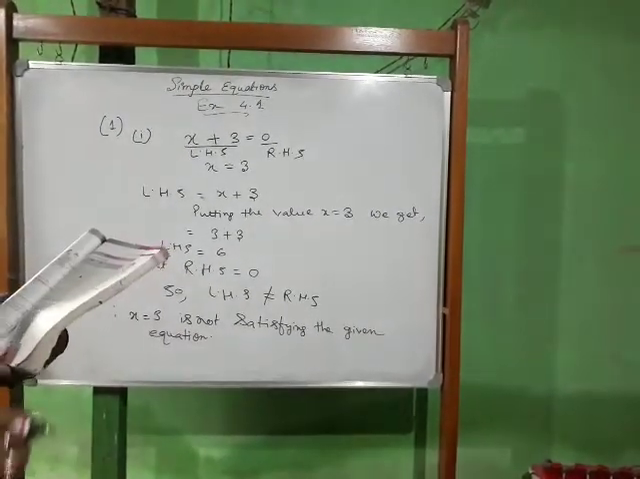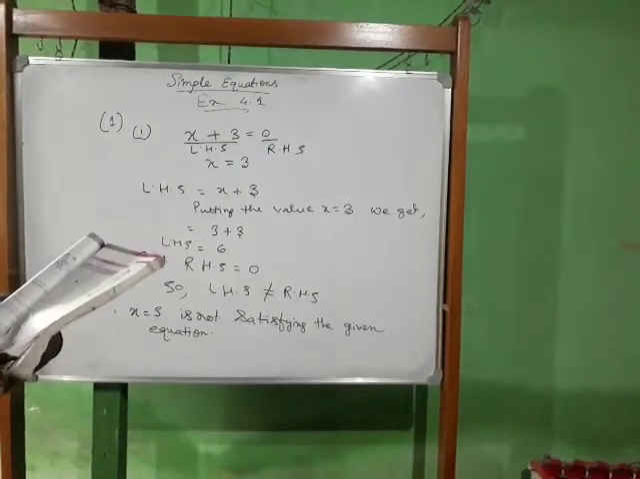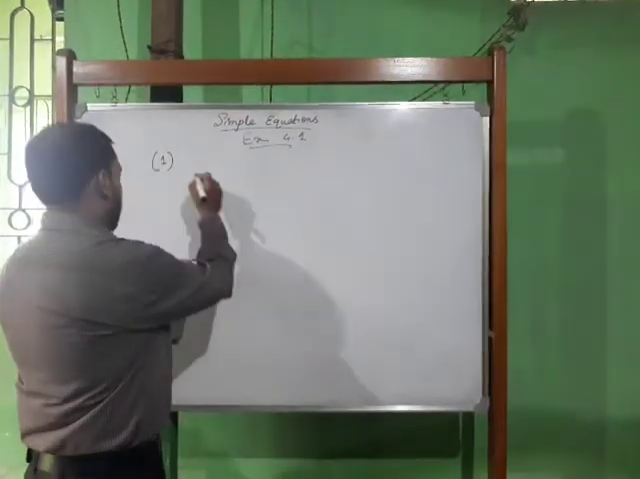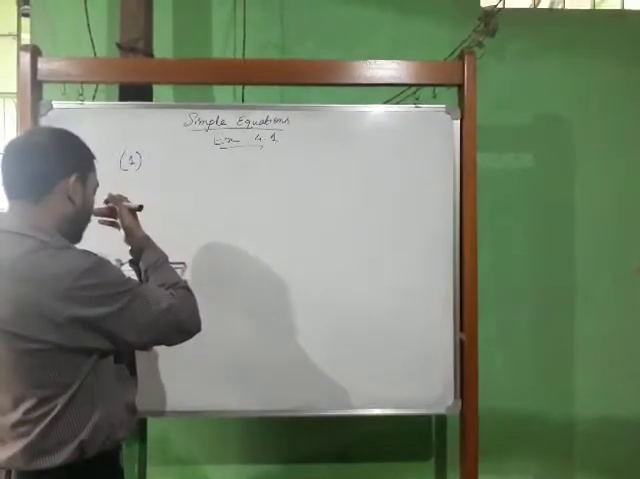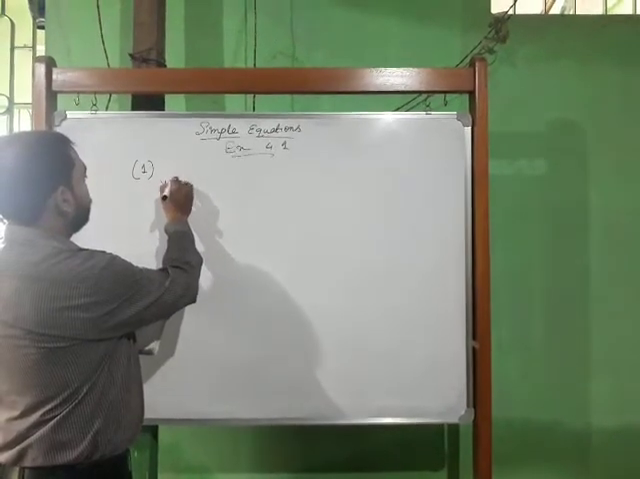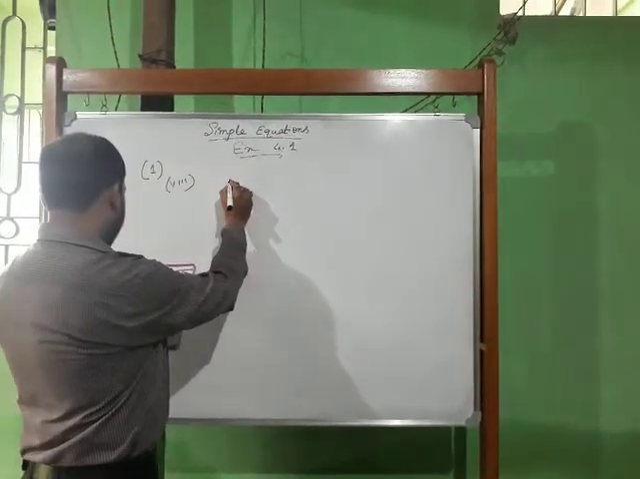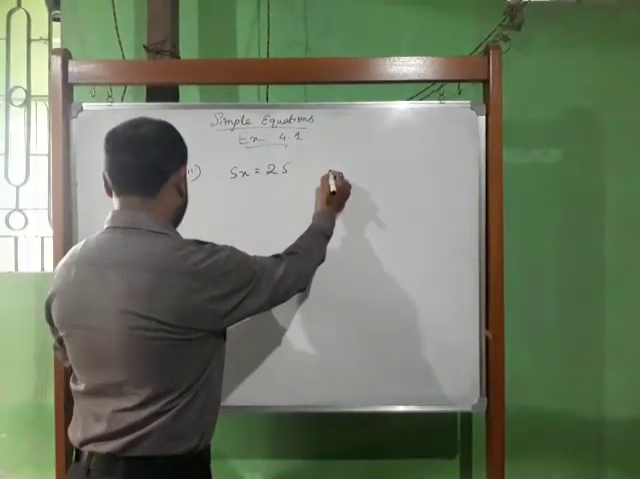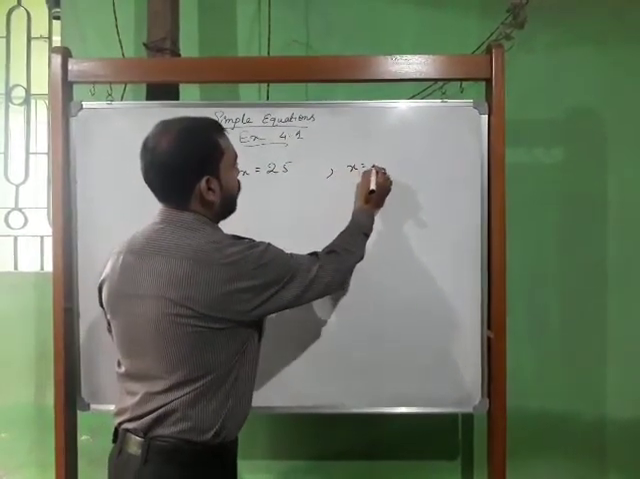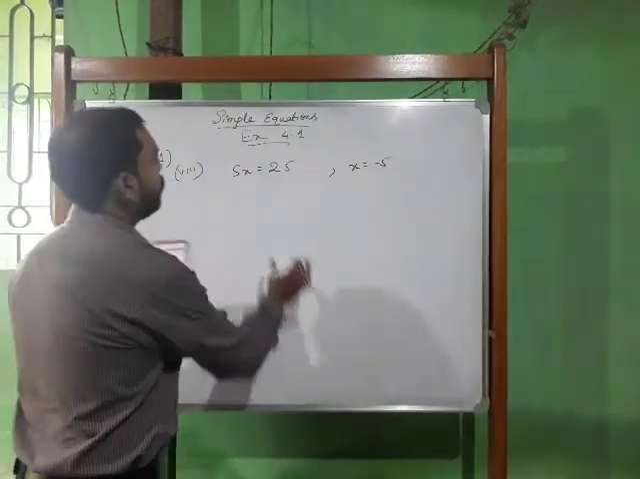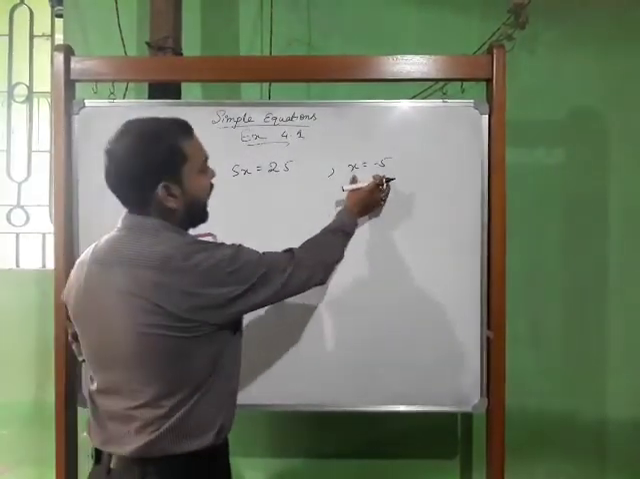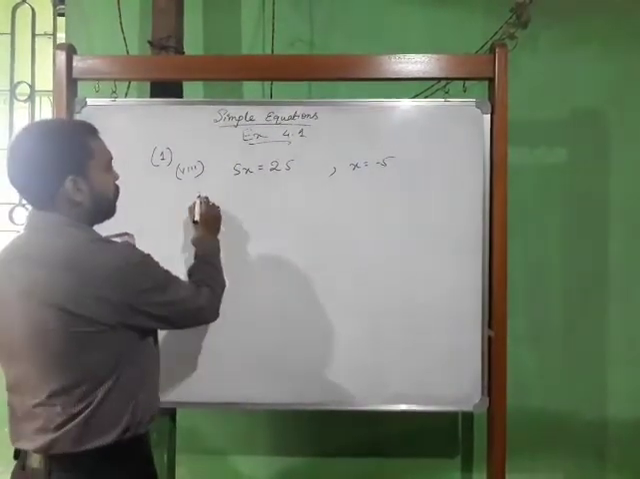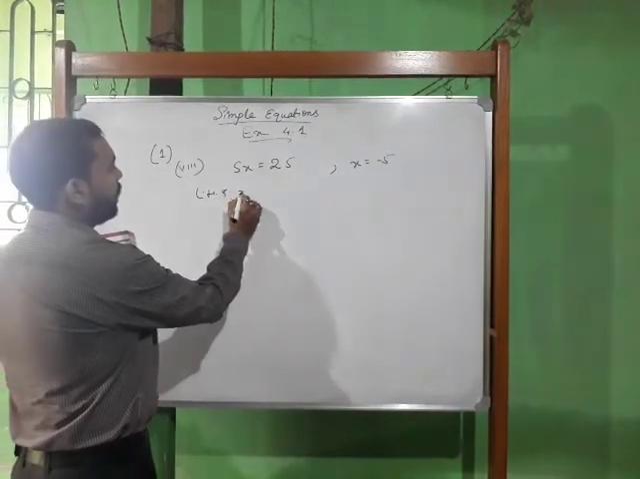Okay, so in this way we have to do. Let me take one more example. It is 8 number. So the equation is given, 5x equal to 25, where x is equal to minus 5. So this is the equation, and they have given whether x equal to minus 5 satisfies the given equation or not. So let us take LHS. LHS, it is 5x.